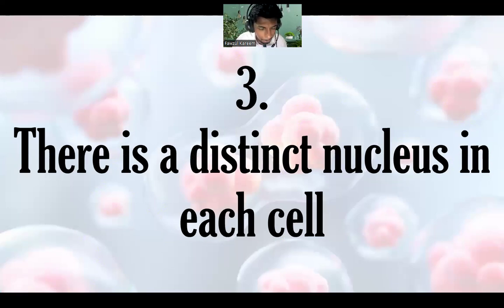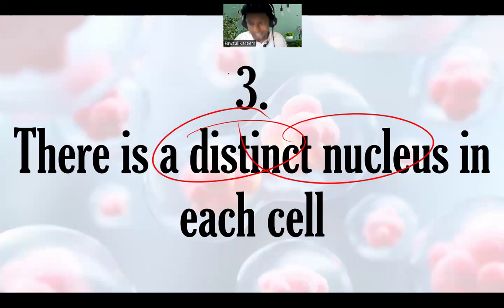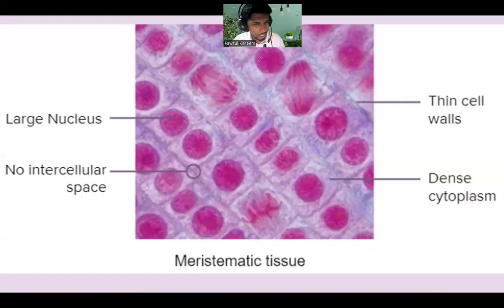Is it clear? Yes. Okay, now our next feature: they have a distinct nucleus. What is a distinct nucleus? A clear, very big nucleus at the center. But when you studied the features of the plant cell in your grade 10, what did you study? You studied about the nucleus. What can you say about the nucleus in the plant cell? Normally, what can you say?